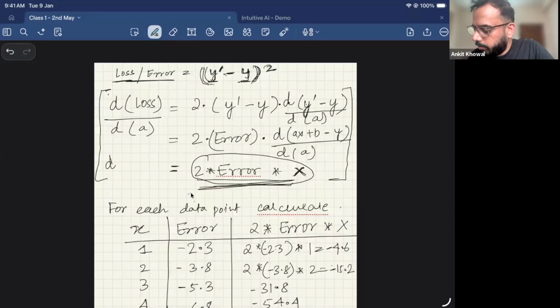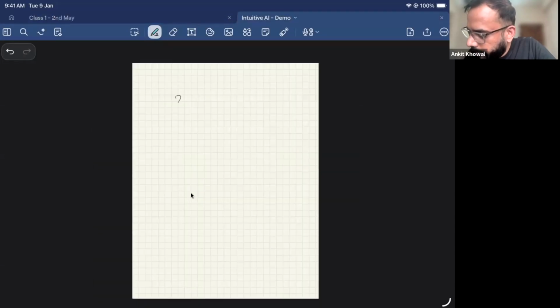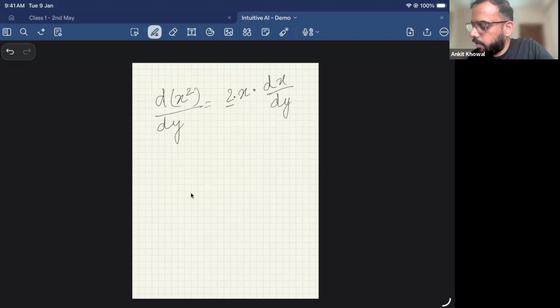Now, you might have learned this in 11th and 12th: if I have to differentiate x squared with respect to y, what is the output? It is 2x into dx by dy. Till this point, is it clear? Let me write it over here. d of x squared with respect to d of y is 2 into x, and then dx by dy. So this used to be the formula.